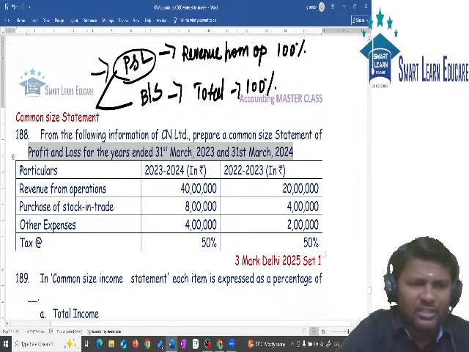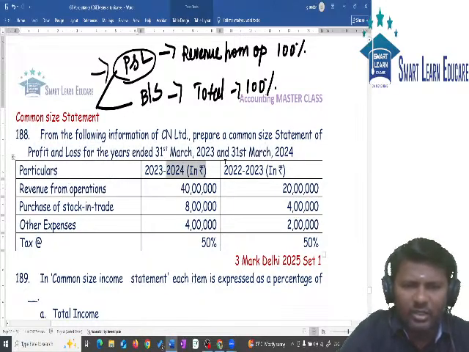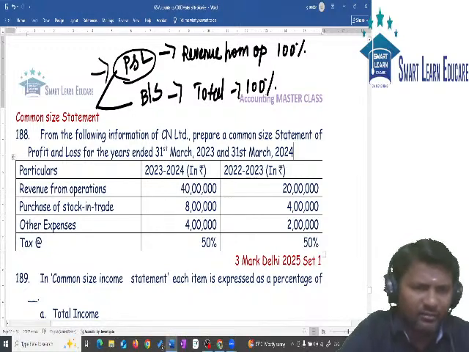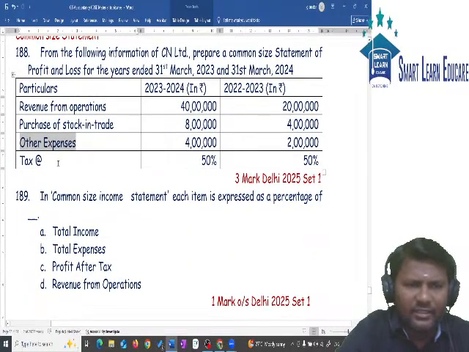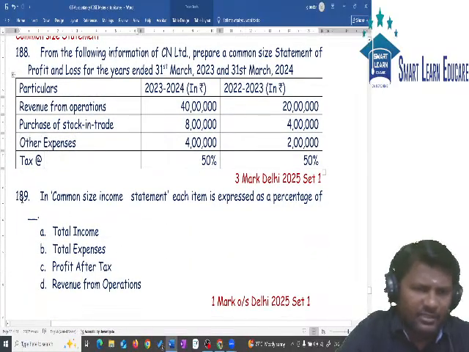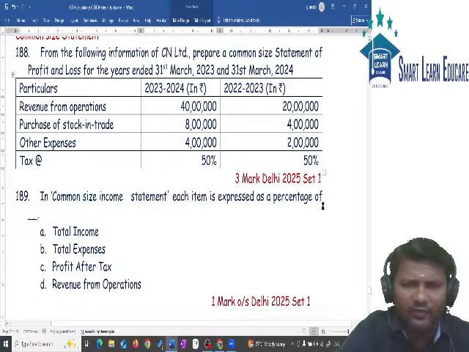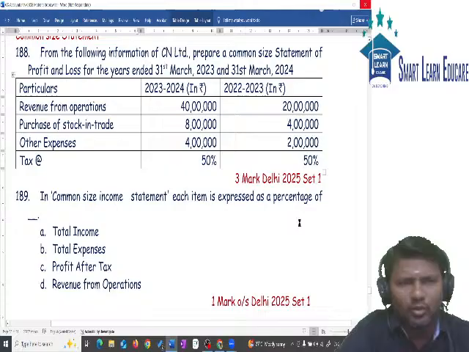The information given are particulars 23-24 and 22-23. Revenue from operation, nothing but sales, 40 lakh and 20 lakh. Purchases given 8 lakh and 4 lakh. Other expense given 4 lakh and 2 lakh. And the tax is 50 percentage. So that's all. This is the information which is given in the question. So go through this question.